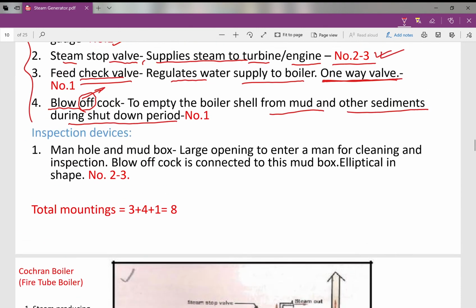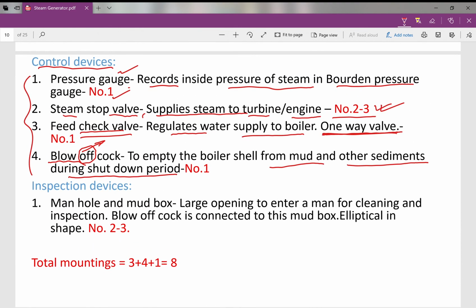Move to the last one, for inspection. So for maintenance or inspection, we have the manhole and mud box. That is a large opening to enter a man for cleaning and inspection. The blow off cock is connected to this mud box.